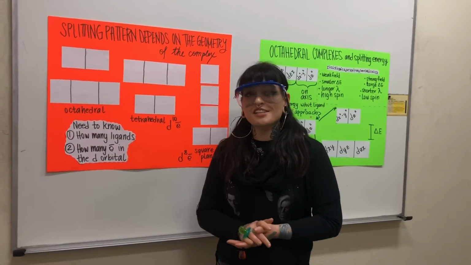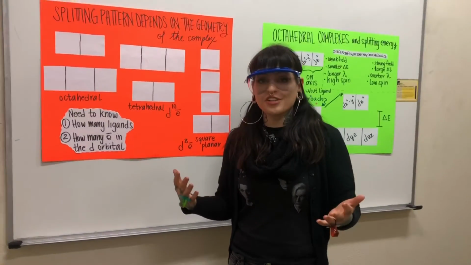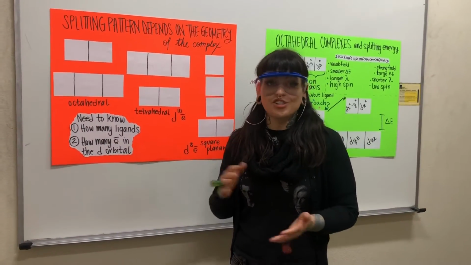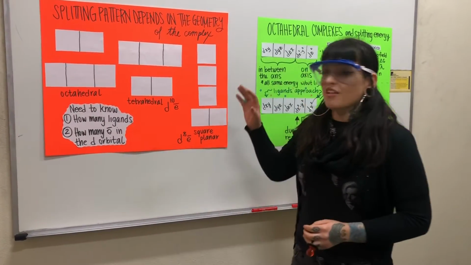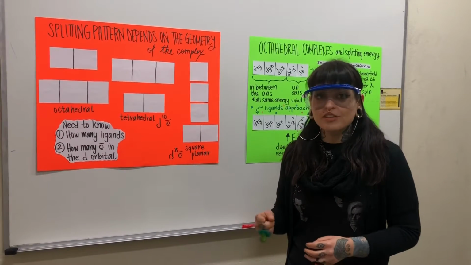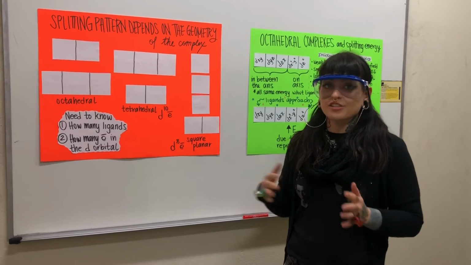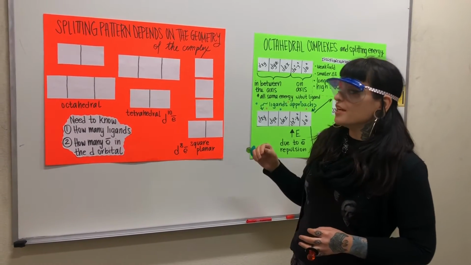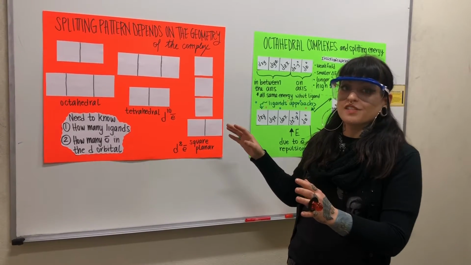Alright, so let's get into the nitty gritty of what is happening whenever you're dealing with a different type of complex, the geometry behind it, and where you're going from there. A lot of it depends on how many ligands you're dealing with that are surrounding the metal, as well as how many electrons are in those d orbitals and how they're being distributed. Once you know the number of the ligands, you have different possibilities of the geometry.